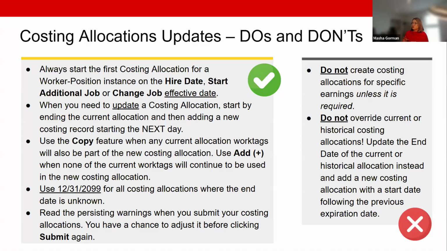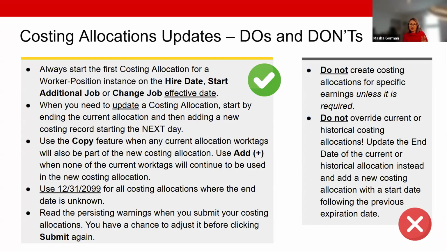And our biggest don'ts, what are the two main reasons why we're working on the weekends cleaning it up? First, people create costing allocation for specific earnings that they shouldn't be doing. So they will hire a student and they create costing allocations for earning code hourly. This is fantastic, but the student is going to get student hourly. So basically, you have no costing allocation. And the other thing is, do not override the current costing.